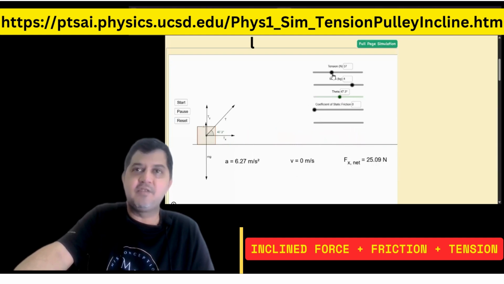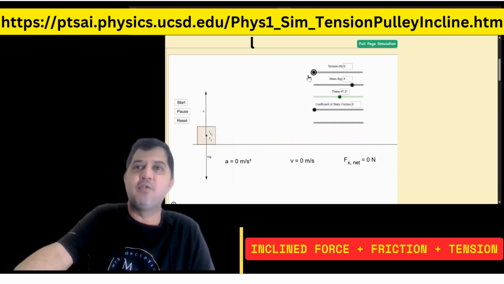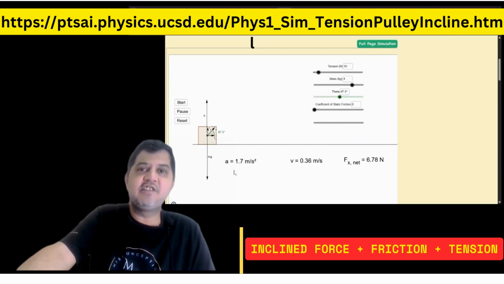If I change the tension, how do I change the tension? 37 is there, right? Let me start from something around 10. I'll first start with 0. When I start with 0 tension, the object does not move, right? There's no acceleration. Let me keep the tension at 10 with the same angle and see what the acceleration is. Acceleration is going to be 1.7.